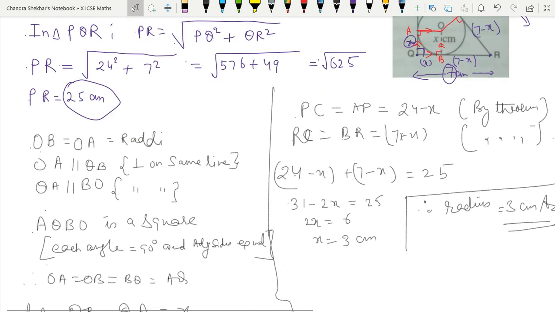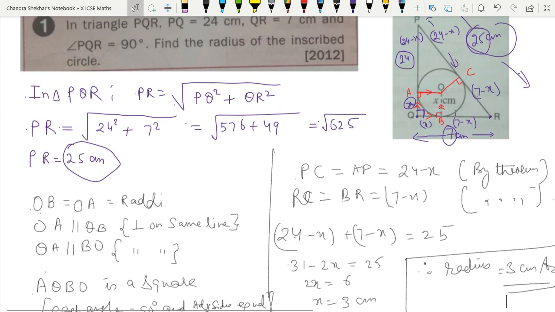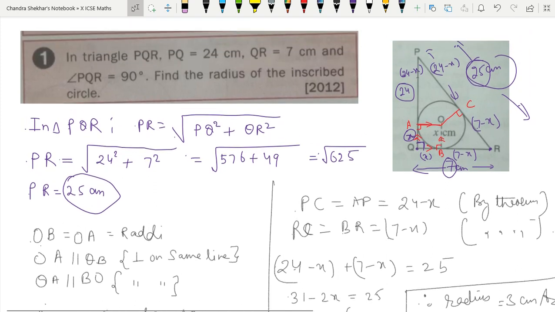In a similar way, this entire length PQ is 24, so AP will be 24 minus x, right? Now since AP is 24 minus x, PC will also be 24 minus x by theorem, that is, tangents from an external point to a circle are equal. Similarly, if BR is 7 minus x, RC will also be 7 minus x, because these are two tangents of the same circle from an external point, by theorem.